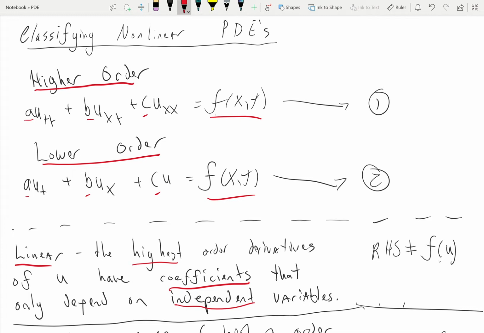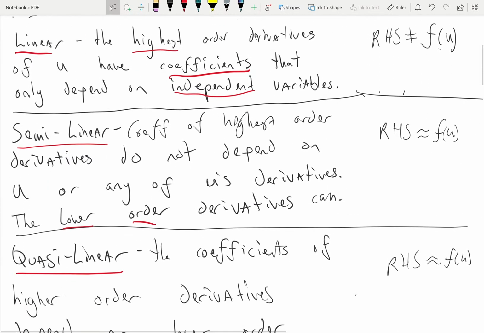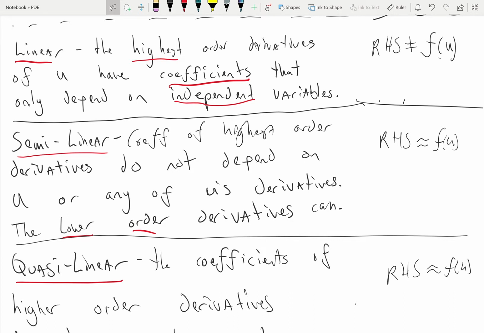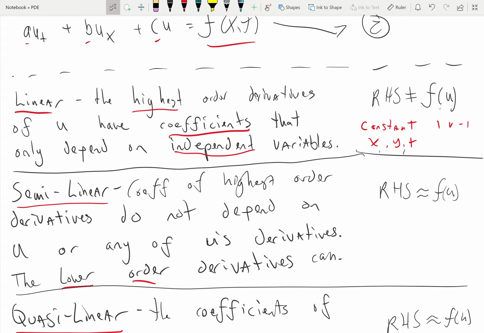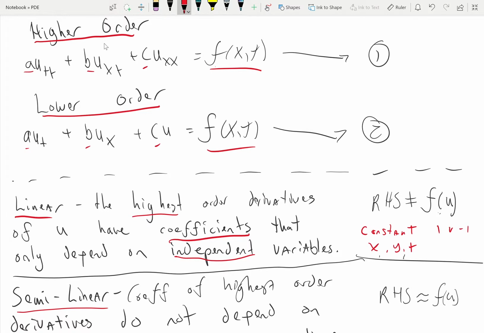There's 4 major classifications. The first one is going to be linear. A linear PDE means that the highest order derivatives of u have coefficients that only depend on independent variables. And independent variables can be a constant, like 1 or -1, or it could be x or y or t. Note that in a linear equation, the right-hand side does not equal a function of u. It can be a function of x and t, but it cannot be a function of u. This is important.